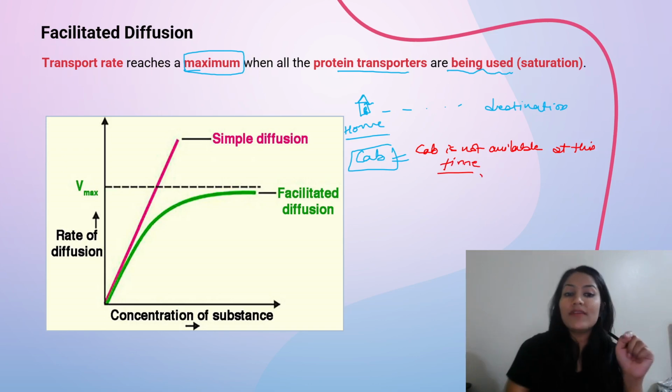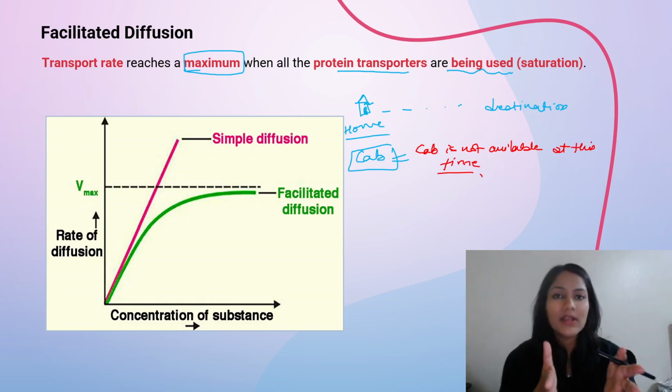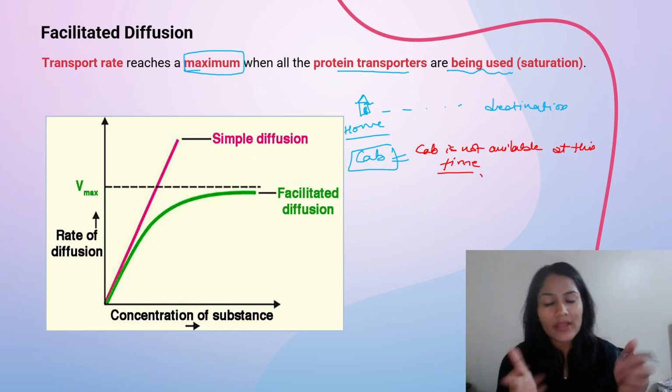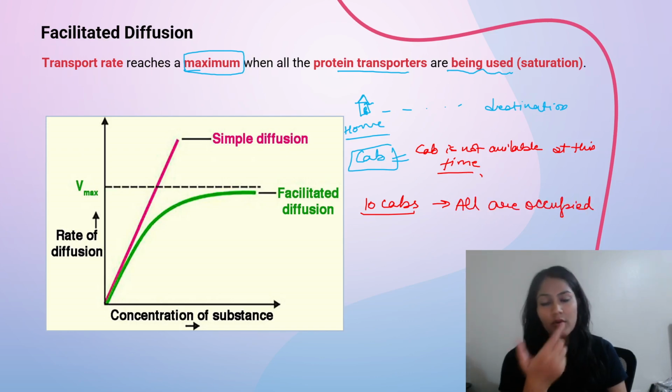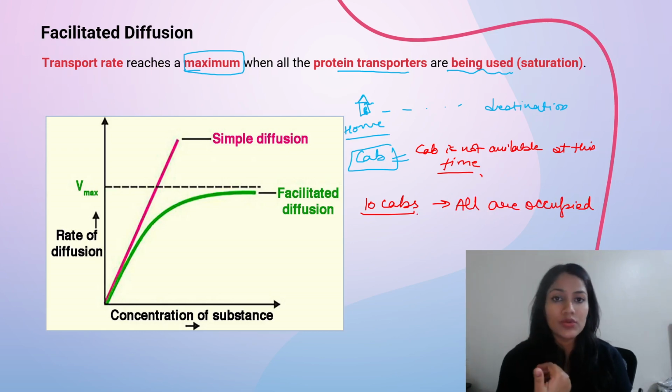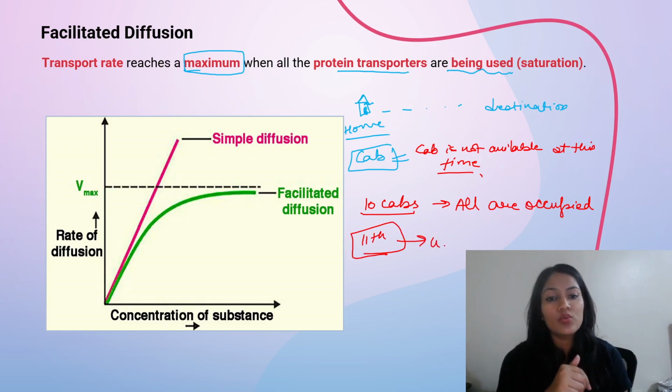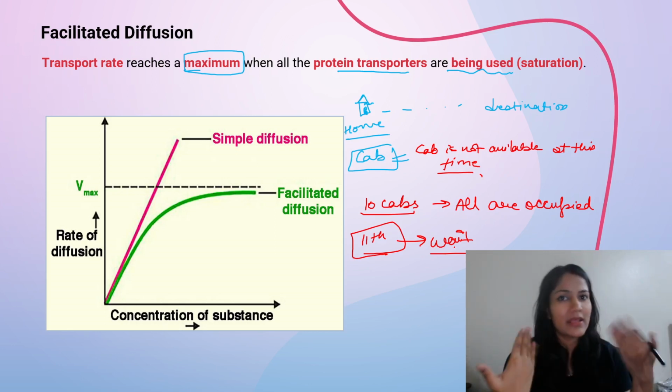So cab is not available means that all the cabs in that area are occupied already. Let's say there were 10 cabs, right? All of them are occupied. Yes, all of them are occupied. Now in this case, what is going to happen? You are the 11th passenger. Yes, you are the 11th passenger. You have to wait for some time, that okay, one of the cabs will be empty and then we can cross.